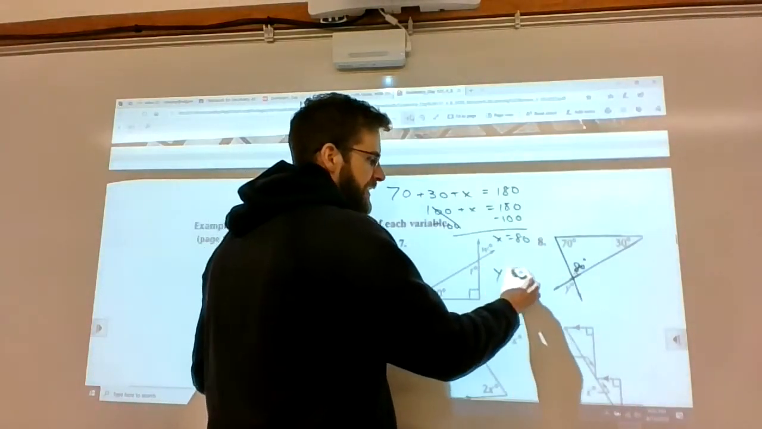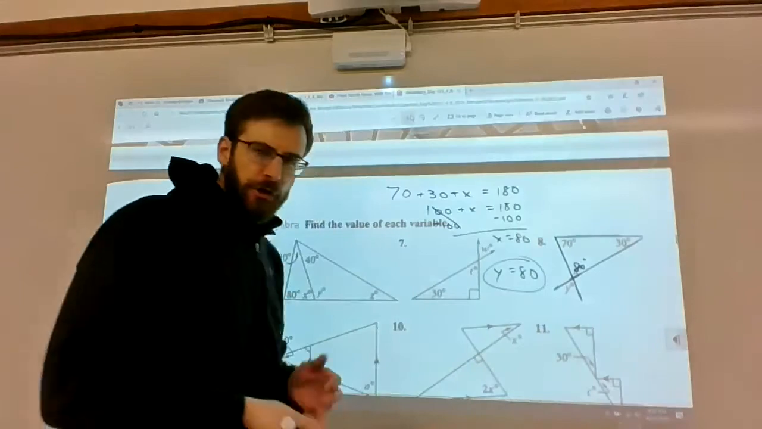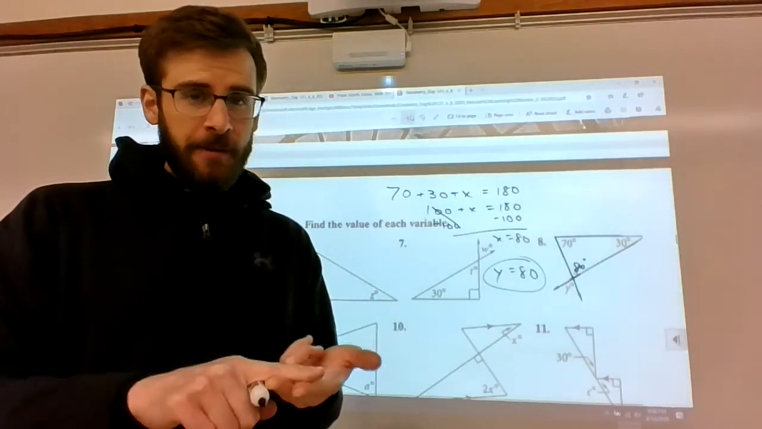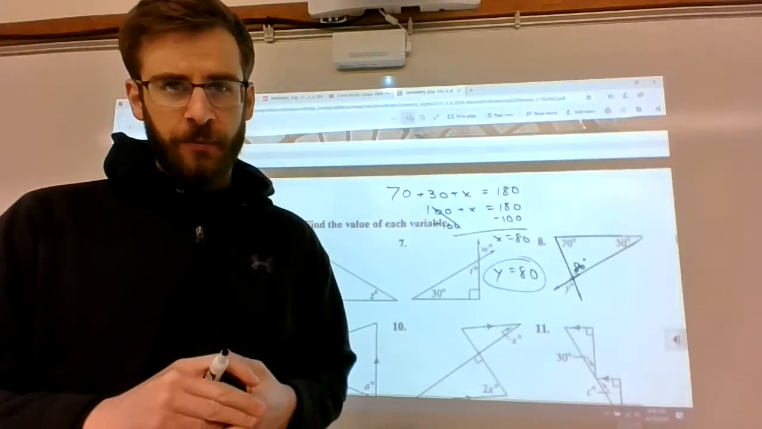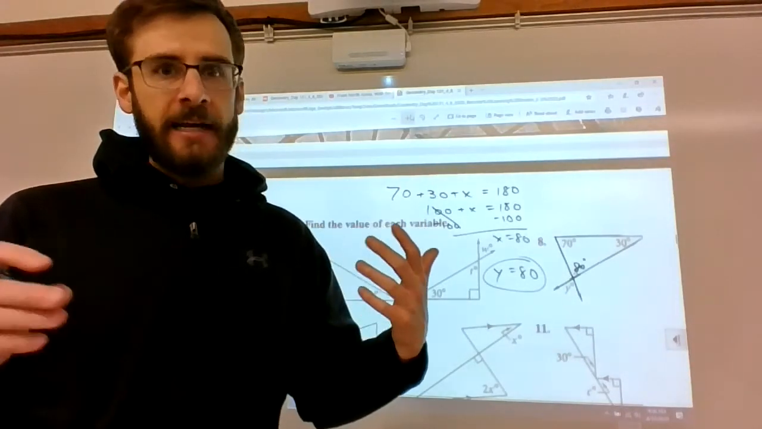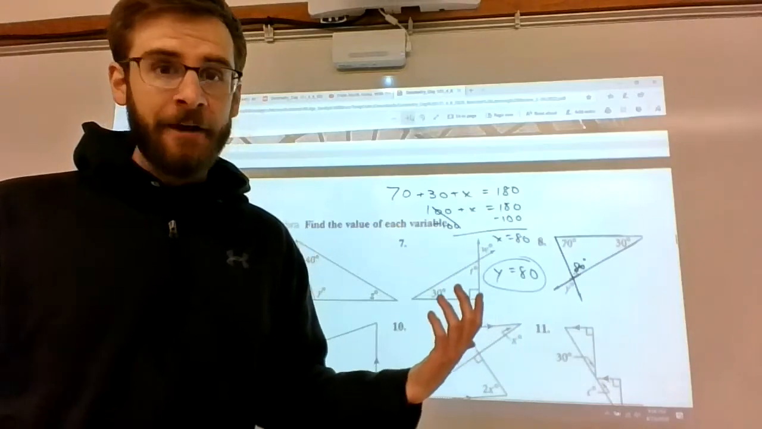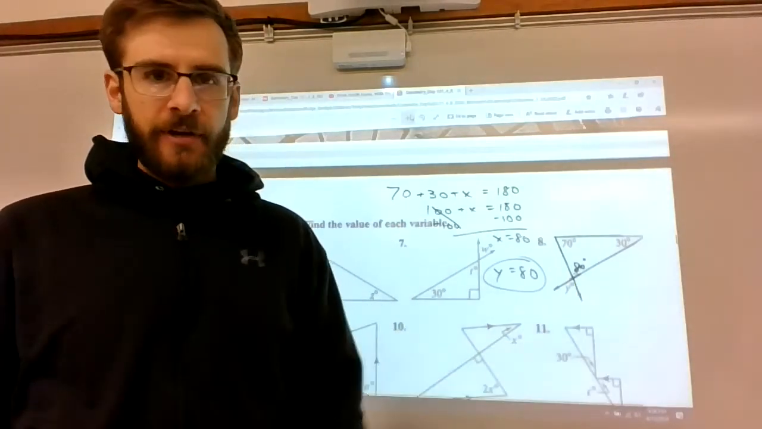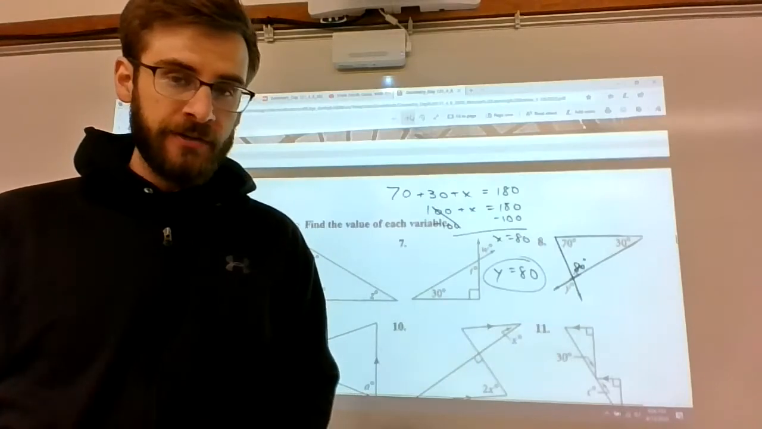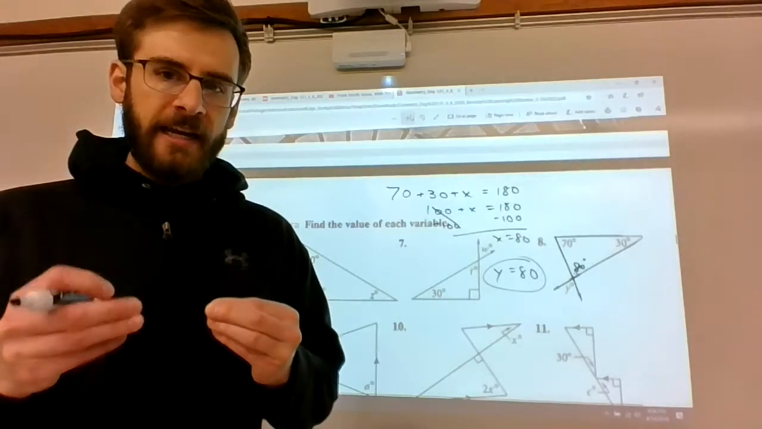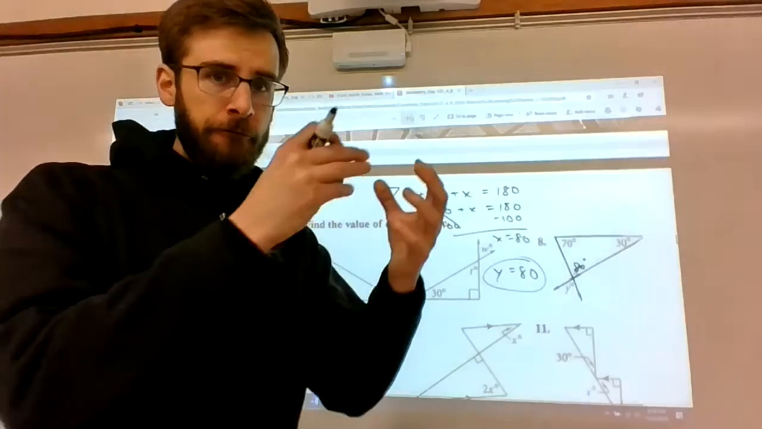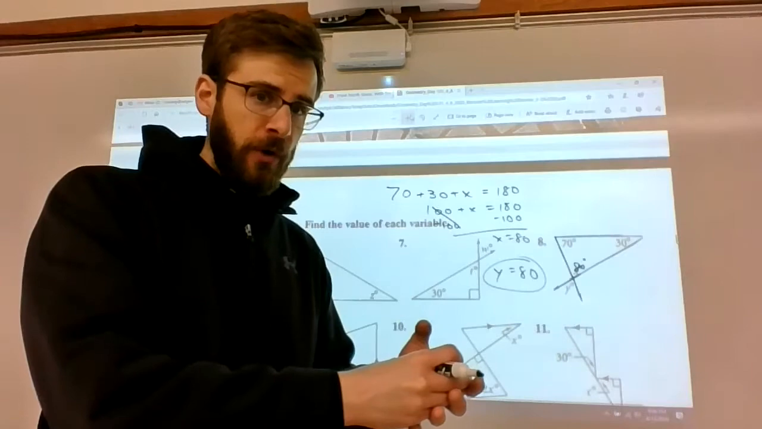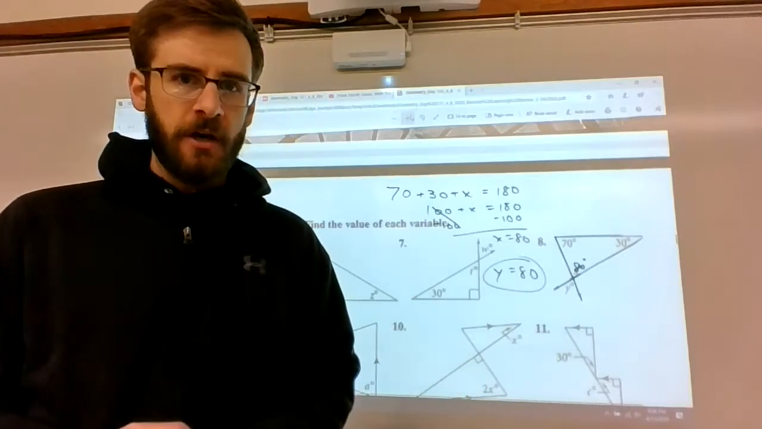So keep this in mind. You're going to get some that are supplementary with one another and some that are vertical in that relationship with one another. So don't just blindly subtract from 180 every single time. And don't just blindly say, oh, I see 80 degrees, then that means the other one has to be 80 degrees. Just make sure you're recognizing the relationship between vertical angles and supplementary angles. When are 2 things congruent, and when do 2 things add up to 180 degrees?